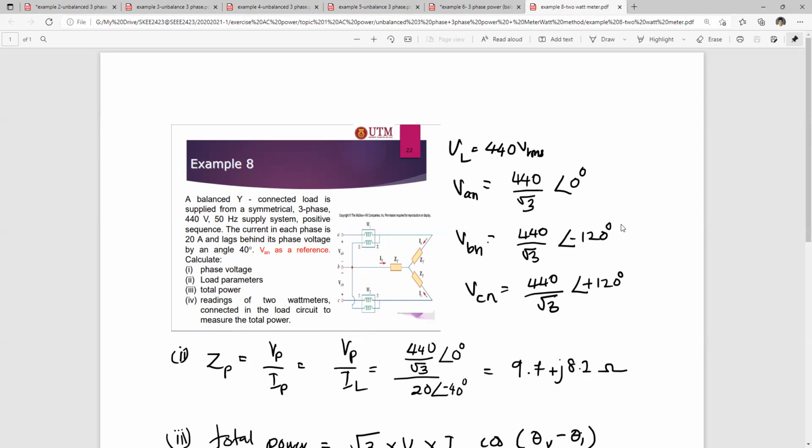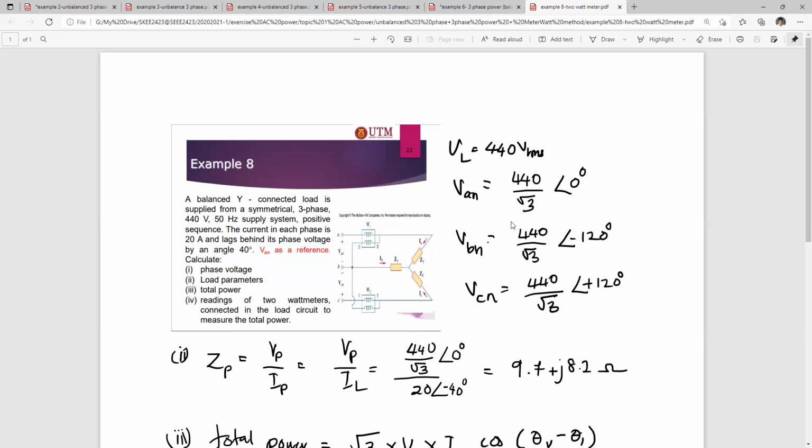Right now the information given is the V line, which is 440 volt RMS. For the Y connection, V line is not equal to V phase. So what you need to do is convert the V line into V phase and use that V phase, VAN, as the reference. As you can see, we have calculated it, and the angle is set as 0. After that, you can get the VBN and also your VCN. So we have finished answering the phase voltage questions.